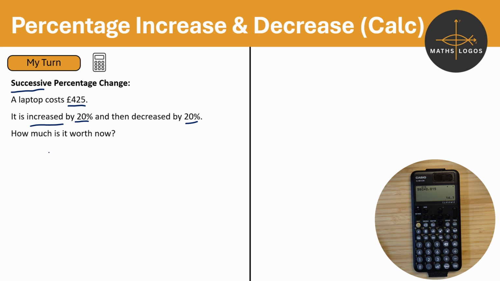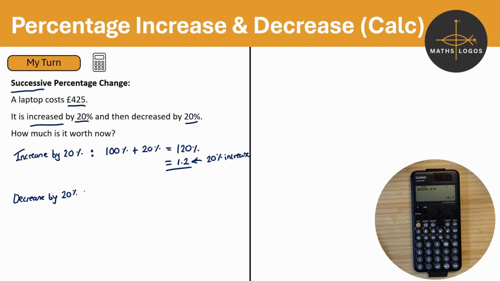Let's look at our increased by 20% multiplier. So to work out that multiplier, we would start with 100%. We would add on 20%, which gives us 120%. And we'd turn that into a decimal by dividing by 100, which is 1.2. So that is a 20% increase multiplier. We'll then look at a decrease by 20% multiplier. So that would involve starting with 100%, subtracting 20%, leaving us with 80% left over. And as a multiplier, that is 0.8. So that is a 20% decrease.